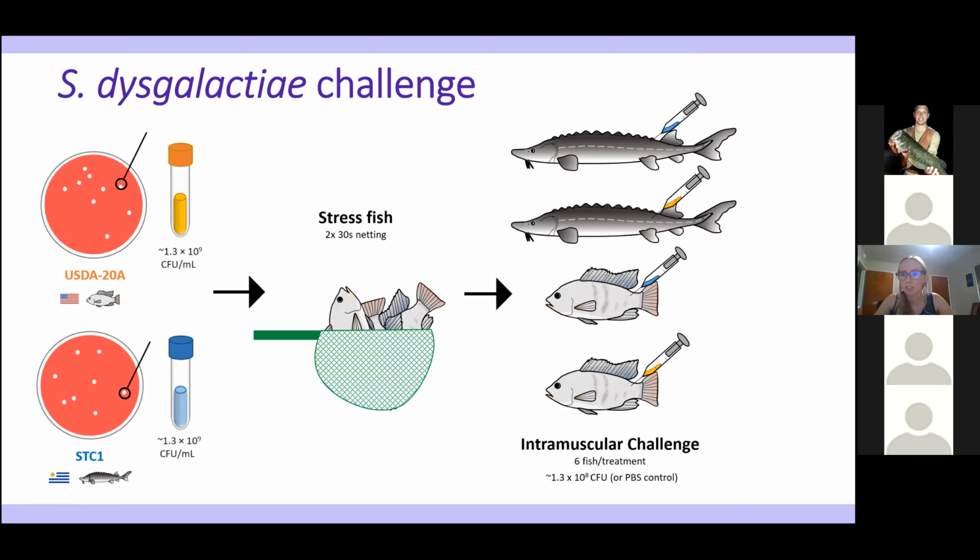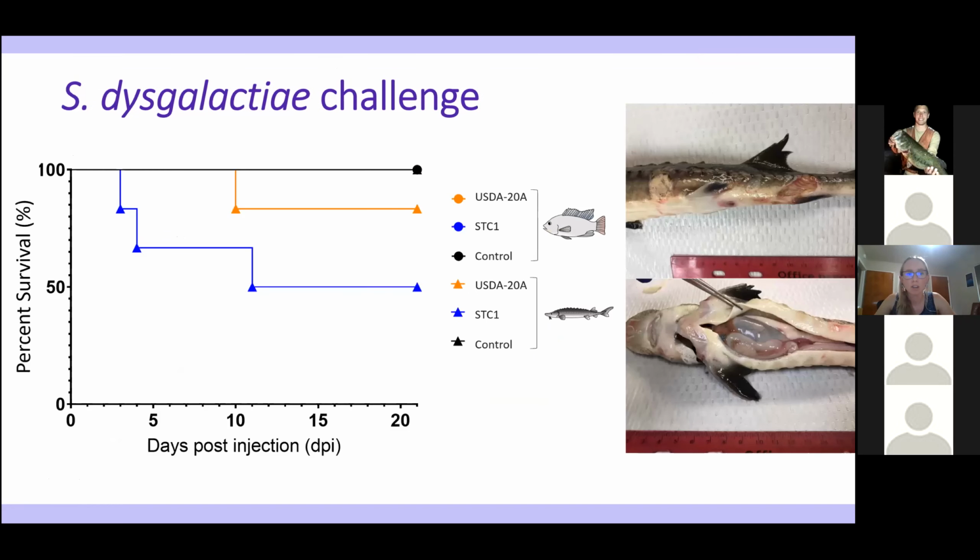testing the different strains from different isolation sources in either sturgeon or tilapia. And it looks like there's an associated clade difference in virulence, and it's stronger in a host-specific manner. So our STC1 isolate from sturgeon was more virulent than our USDA strain, and it was particularly virulent in sturgeon, from which it was first isolated, causing almost 50% mortality.